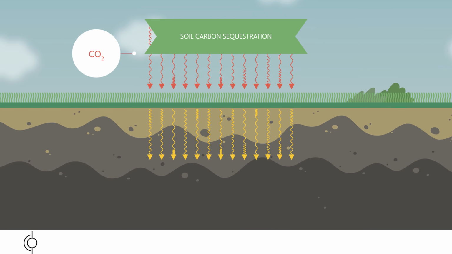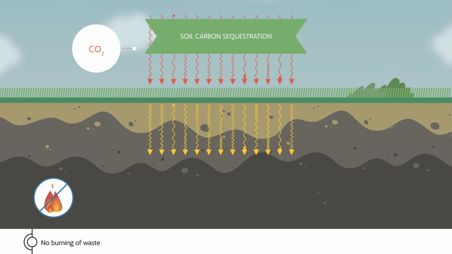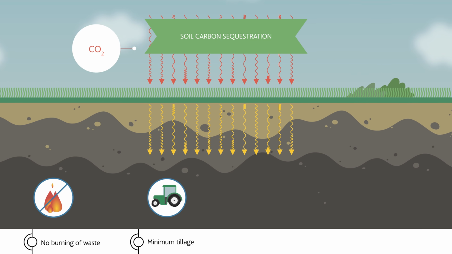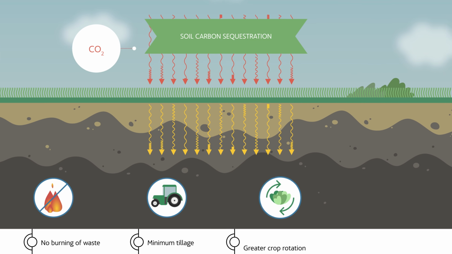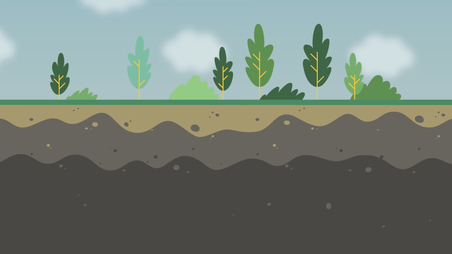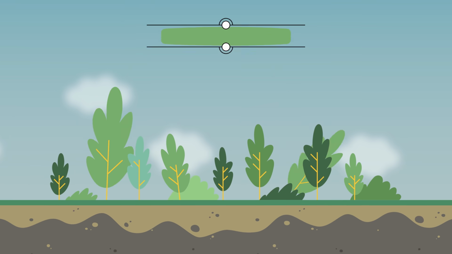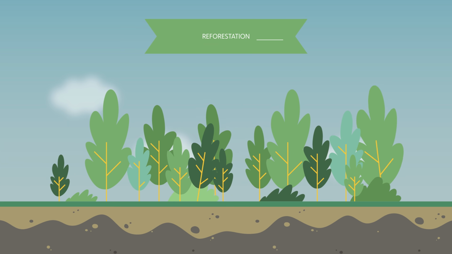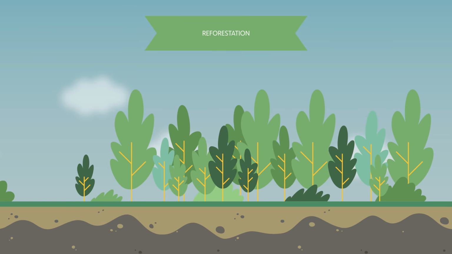These are simple practices, such as leaving harvest residues on the soil without burning them, minimum tillage, greater crop rotation, or reducing fallow periods. Forests are another major carbon sink. Planting trees can therefore contribute to this objective.